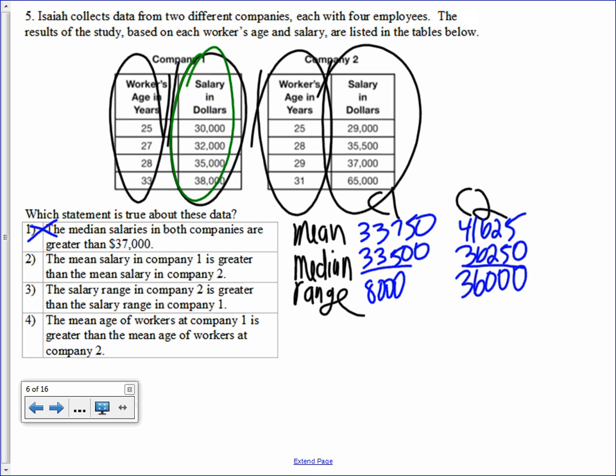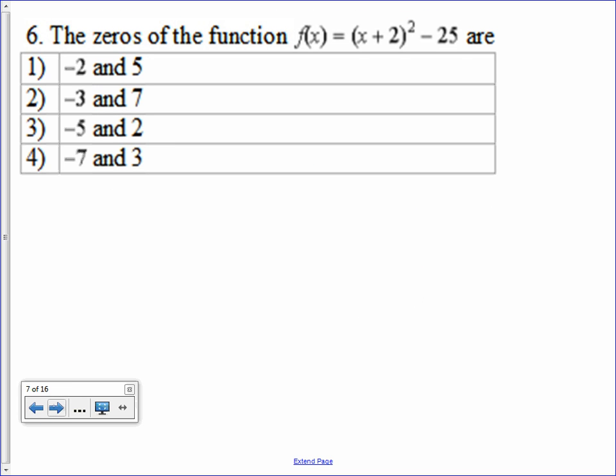The mean salary in company 1 is greater than the mean salary in company 2. Nope. Salary 2 is higher. The salary range in company 2 is greater than the salary range in company 1. It sure is. That's my answer. In order to check choice 4, well, I would have to find the mean for this data set and the mean for this data set and compare them. I am not going to do that now, but I already have my answer.